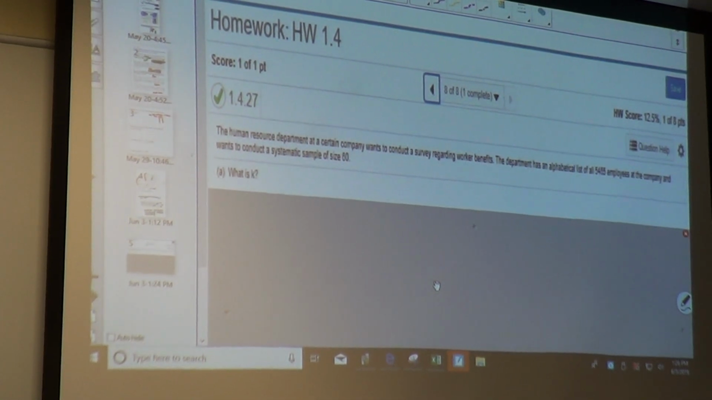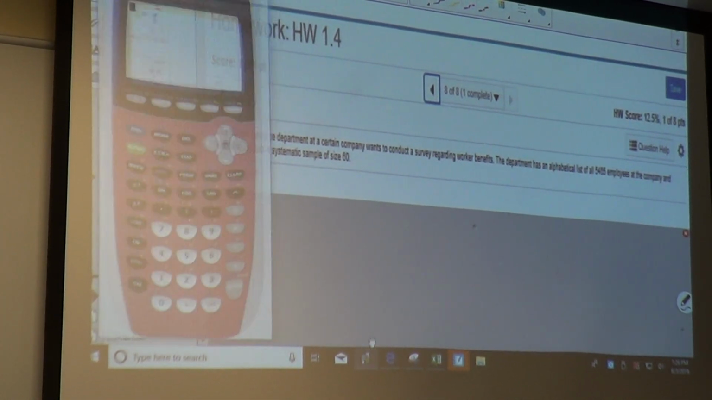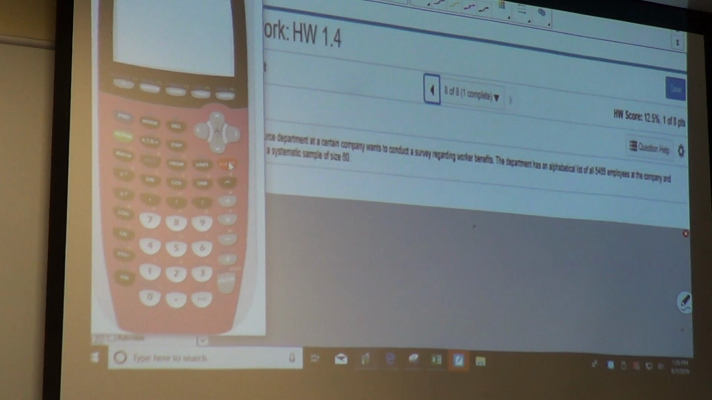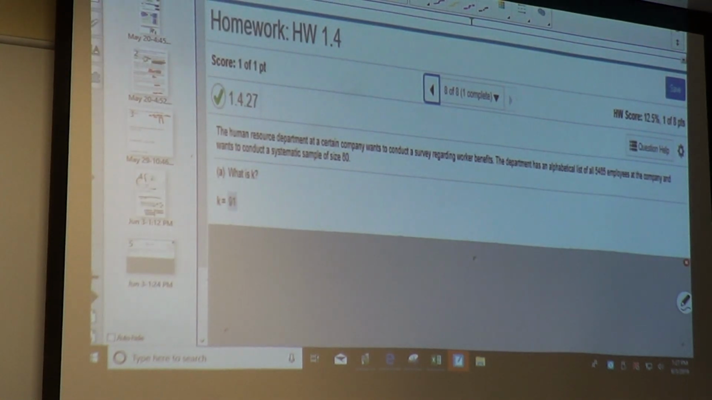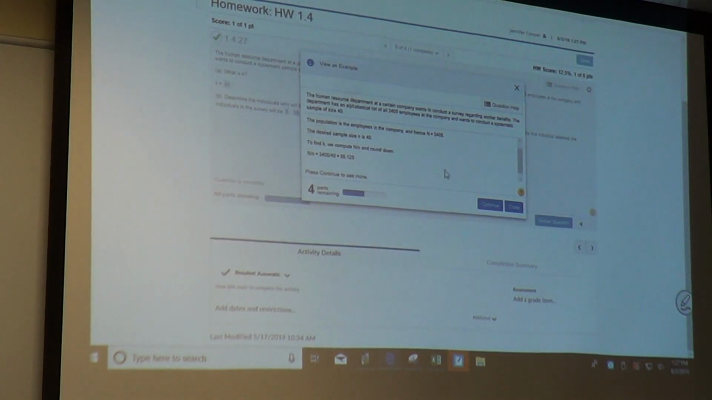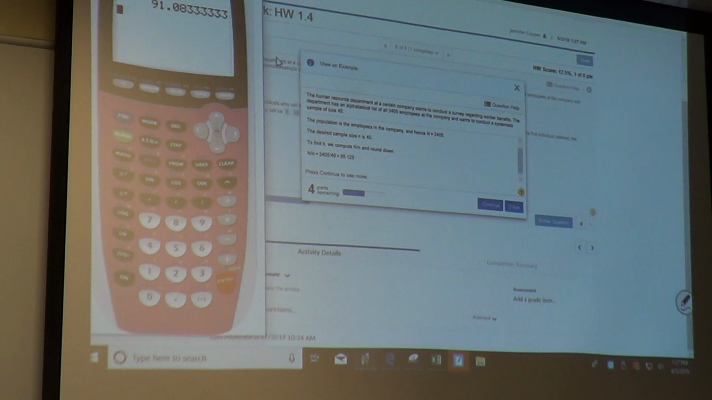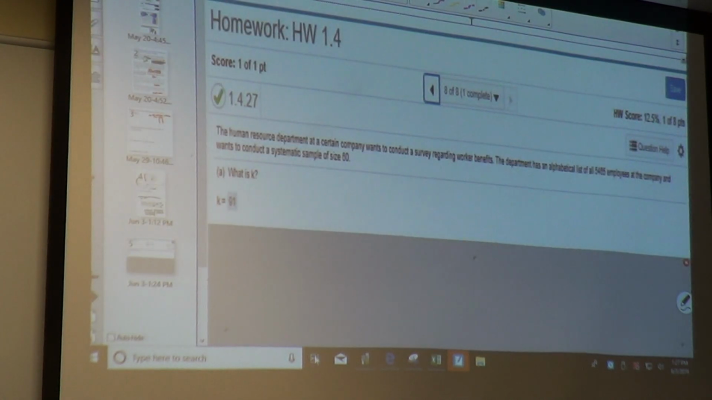So we go to our calculator and we type in the big N, which is our population, 5465. The little n is our sample. Now, when I went back to the view, it says we compute and round down. So no matter what, if it was 91.9, we would still round down because that's what this little thing said right here. So our K is going to be 91. Not as hard as what it looked like, right?